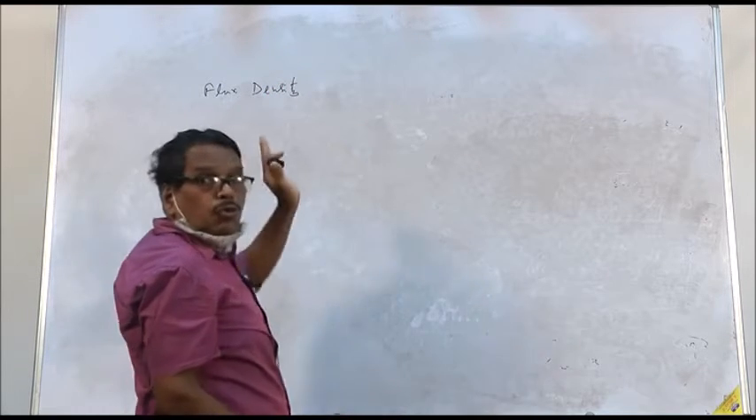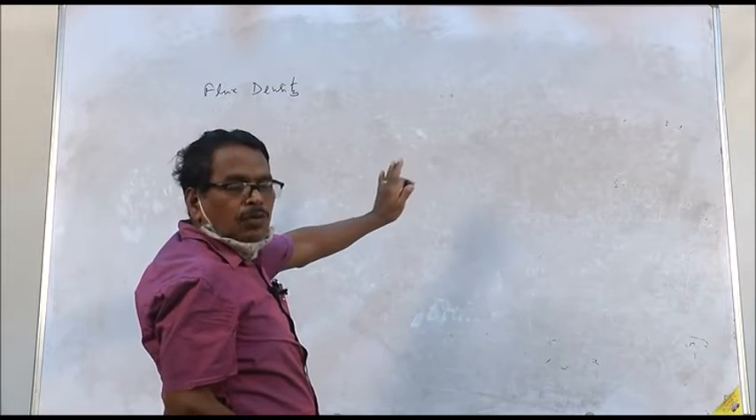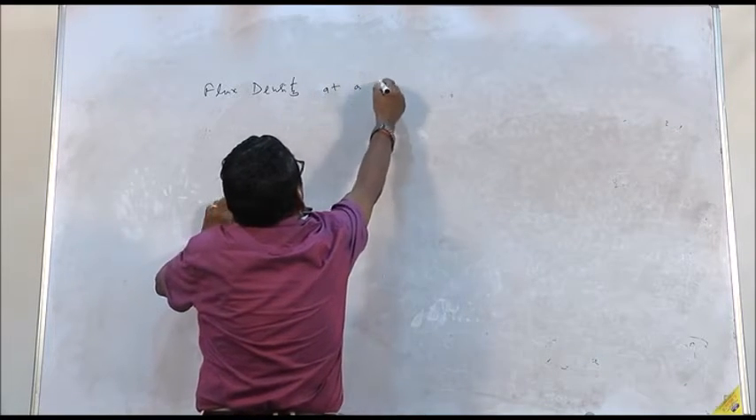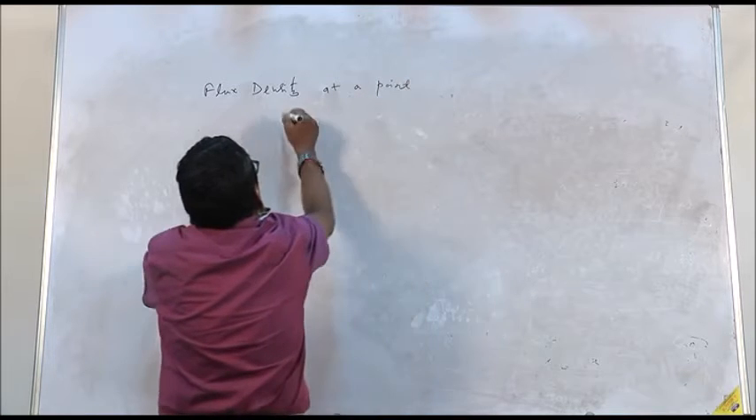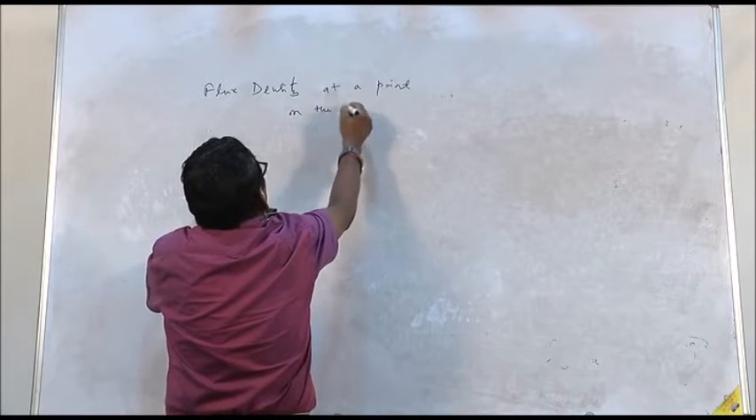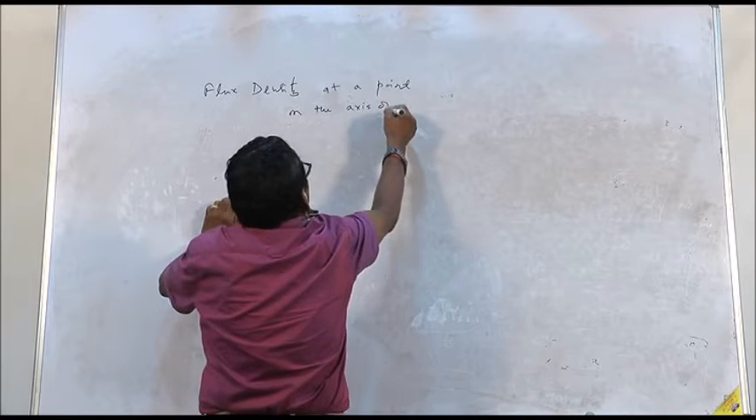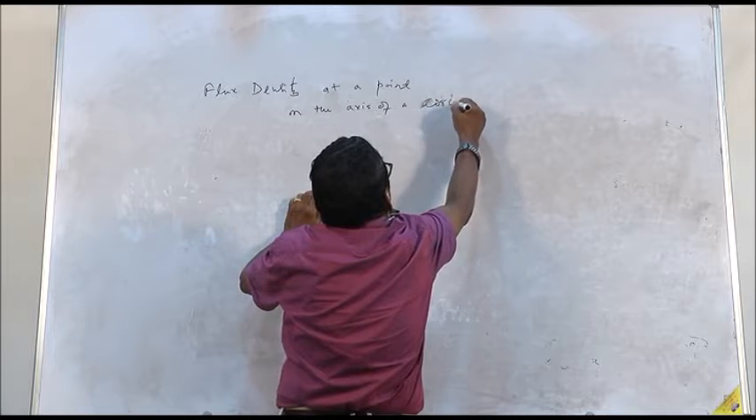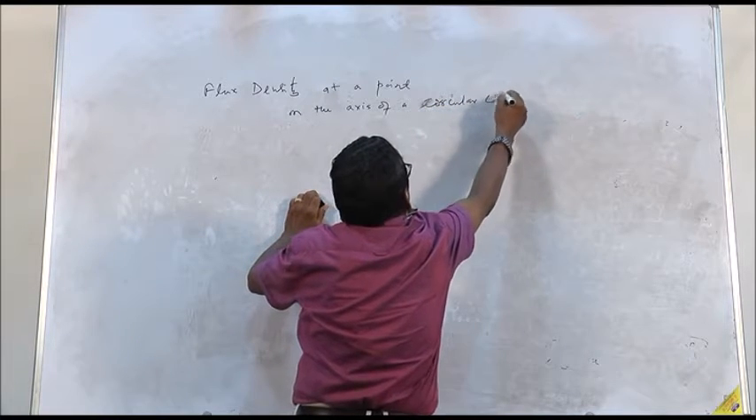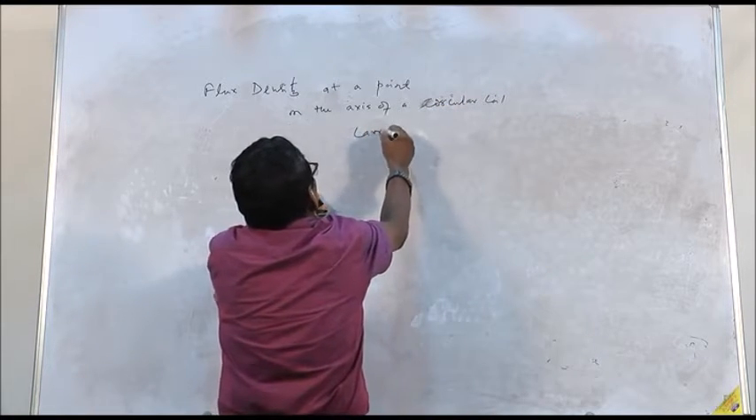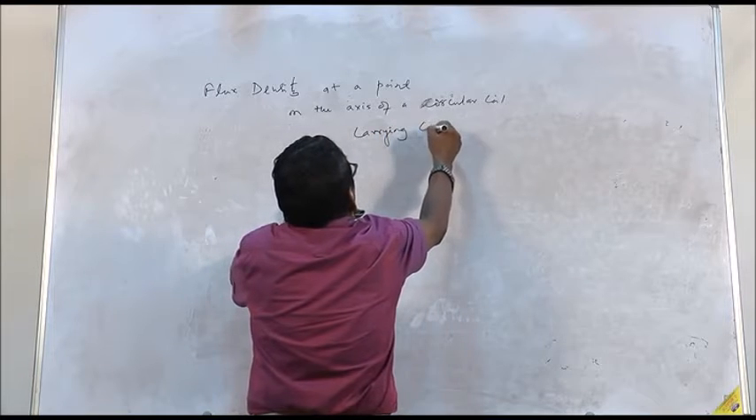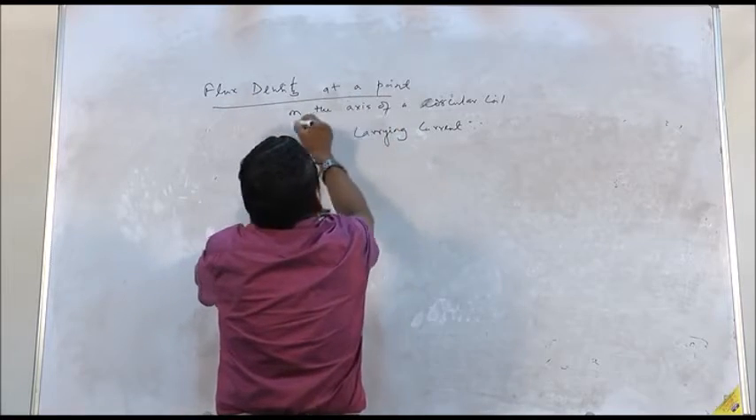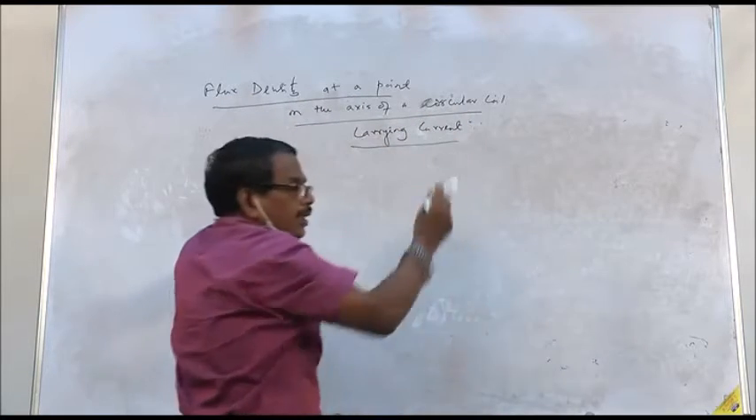This Biot-Savart law is the most important. Flux density at a point on the axis of a circular coil carrying current. At a point on the axis of a circular coil, three applications are there in your syllabus.